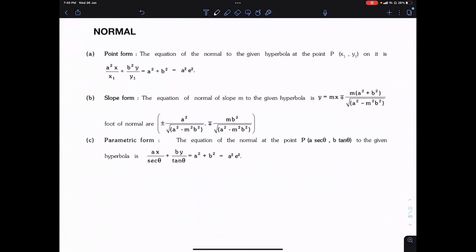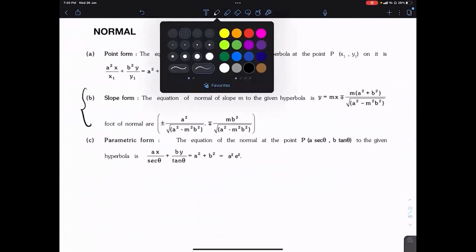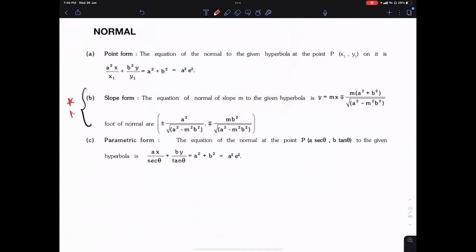Normal of ellipse, we have seen the equation, no? Now you see, note it down. All three are important. If any point is given directly, you need to write the normal of the hyperbola. Then it is like this.